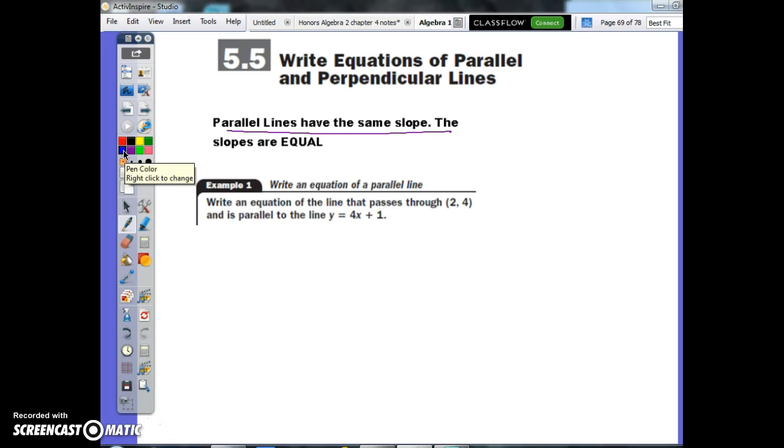So, when you see example 1, write an equation of a line that passes through (2, 4) and is parallel to the line y equals 4x plus 1. What is the slope?